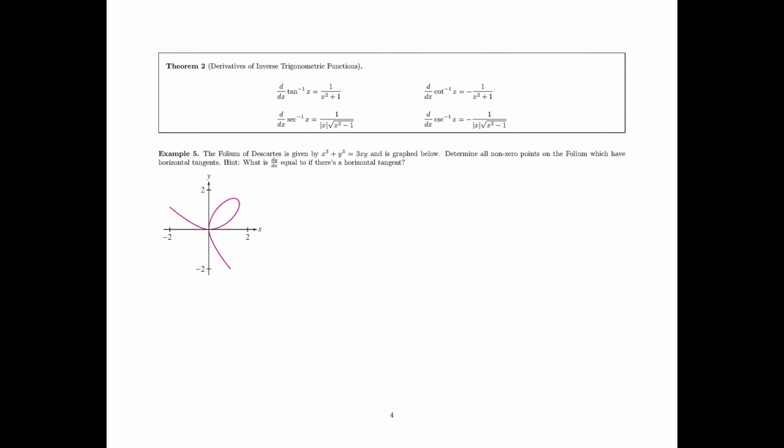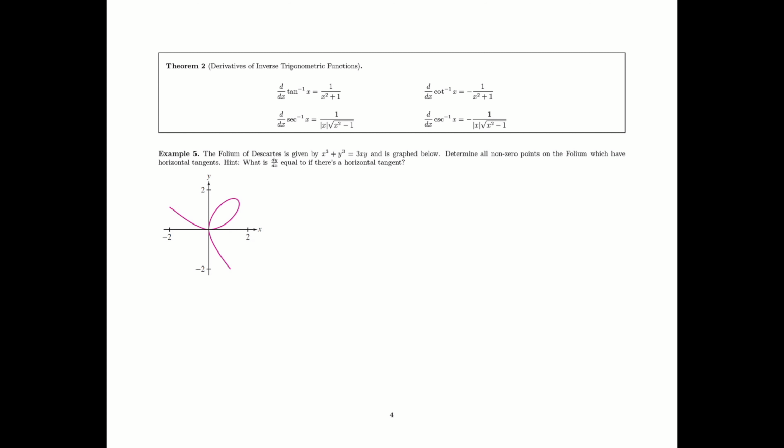All right, in this last example, example 5, we have the folium of Descartes, which is apparently this implicitly defined curve given by the equation x cubed plus y cubed equals 3xy. And we're supposed to find all the non-zero points on this graph which have horizontal tangent lines. Okay, and there's a hint here.